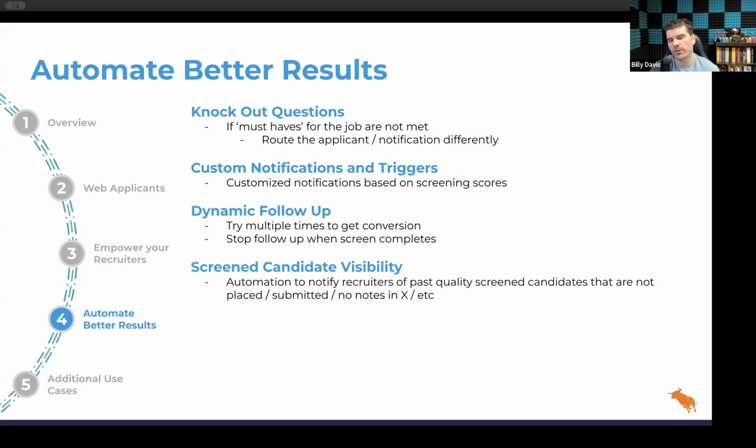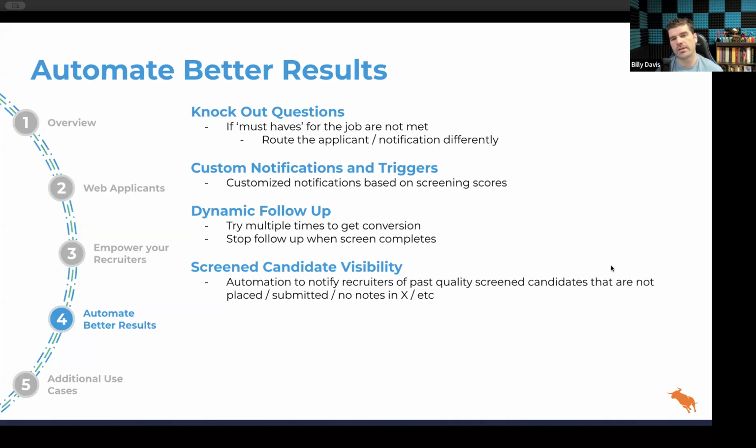Dynamic follow-up. This is that idea where you try multiple times to get conversion. So instead of just asking an applicant to take the AI screener once, you could have a cadence of 3 or 4 attempts built in, but then that follow-up stops whenever the screen does get complete. So you get that smart dynamic follow-up, which can greatly increase your overall conversion rates.